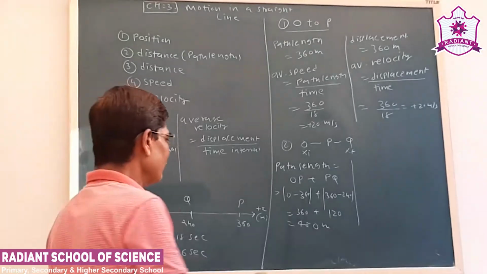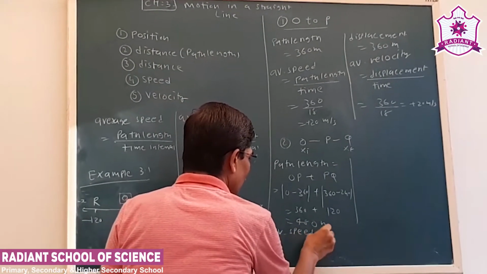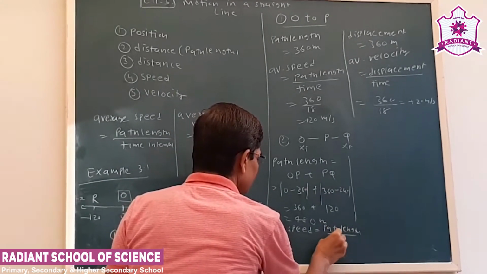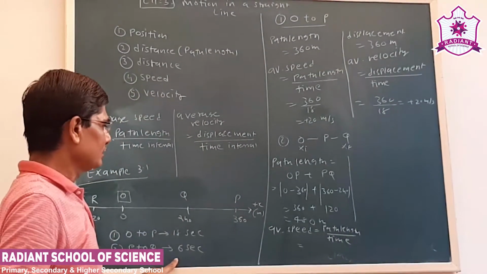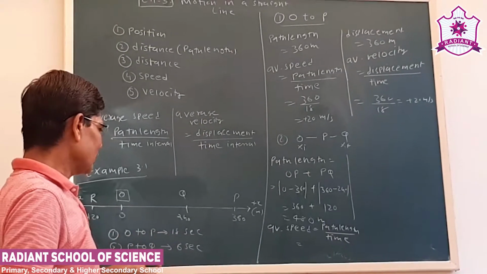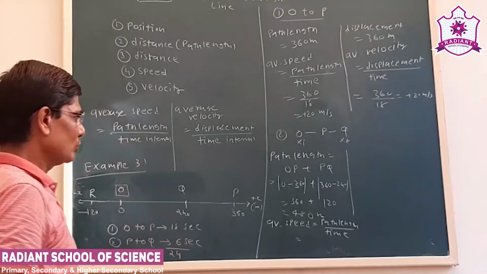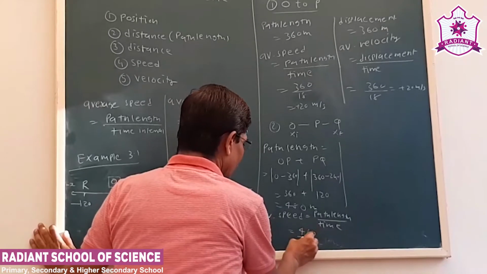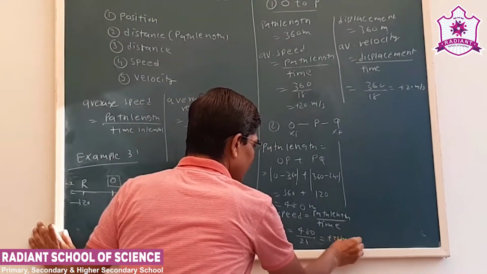Okay, now average speed is path length upon time. Now time will remain the same, 18 plus 6. Why? Because O2P is 18, P2Q is 6 seconds. That will give us total time is 24 seconds. So here will 480 upon 24, plus 20 meter per second.